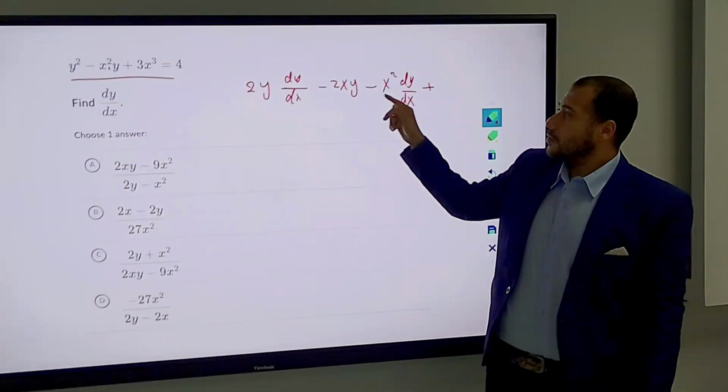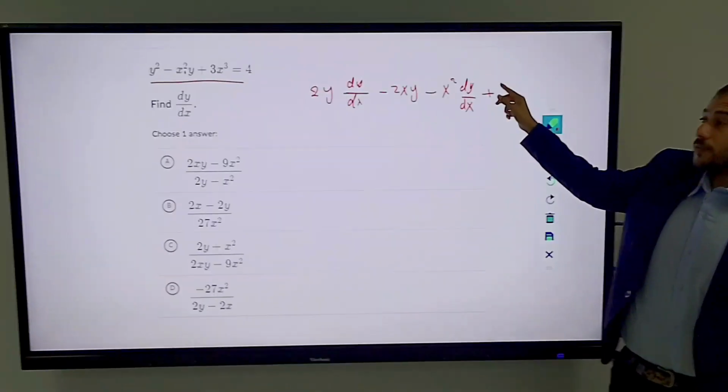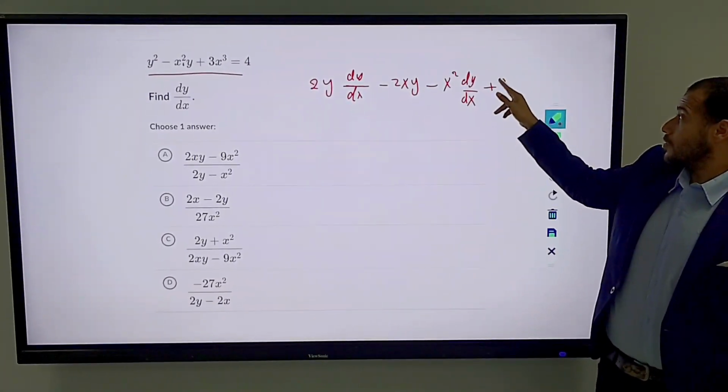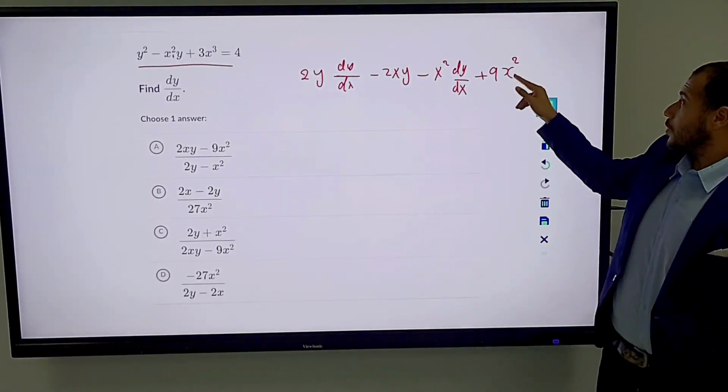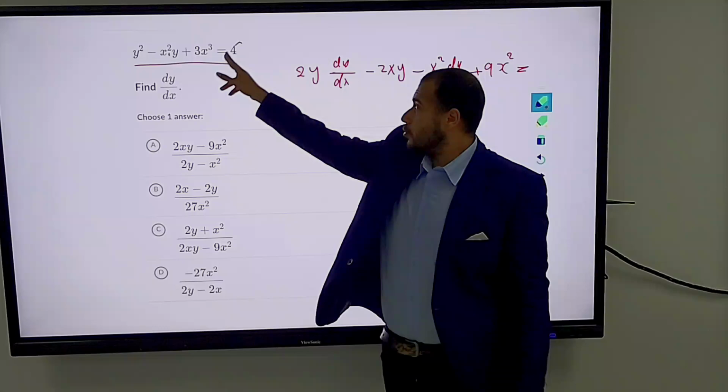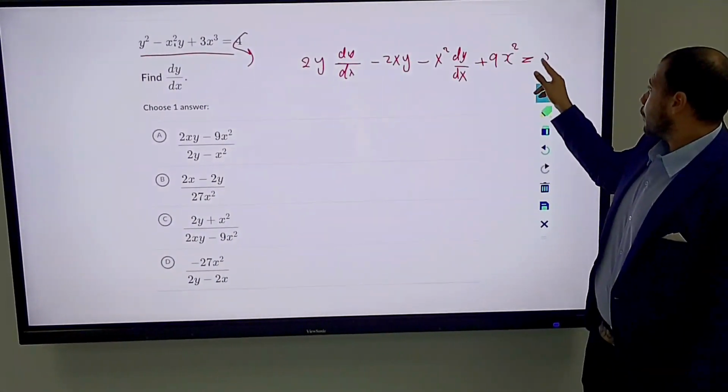And then the last one, it will use the power rule. It will be 3 times 3, which is equal to 9, so it will be 9x squared, equal to the derivative of 4, which will be 0.